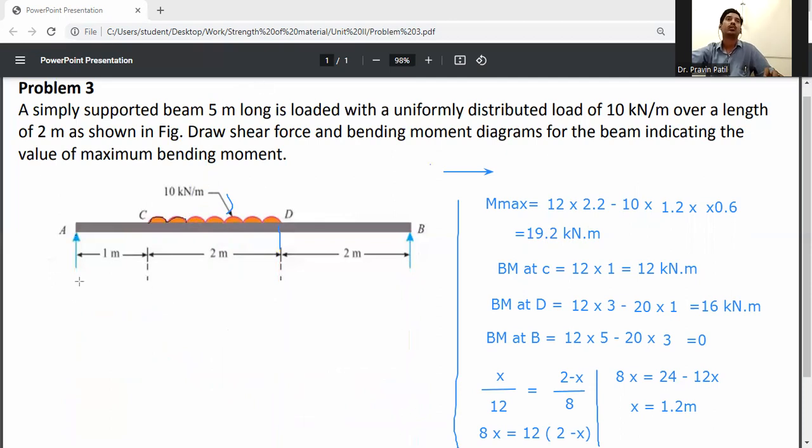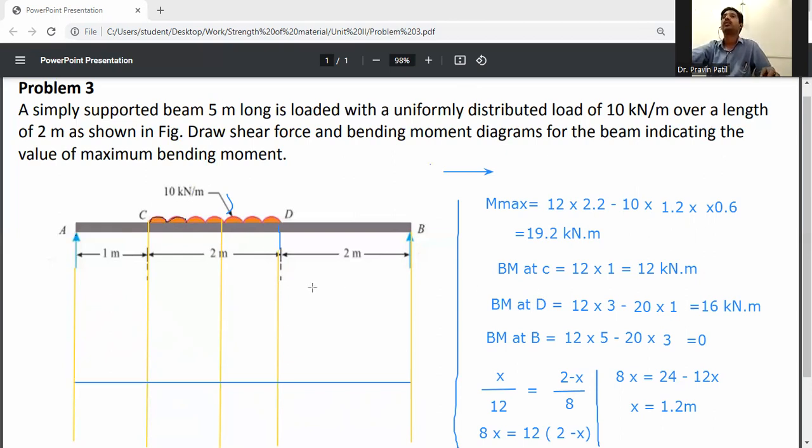First of all, mark the points. The maximum bending moment is here, at 1.2 meter. First, draw the neutral axis. Now the bending moment at C will be 12 kilonewton meter, drawn as a straight line.